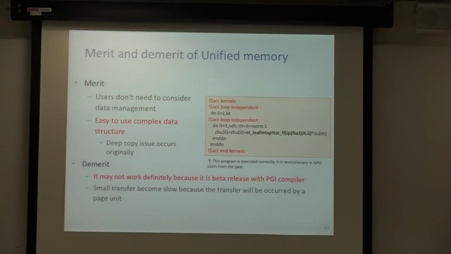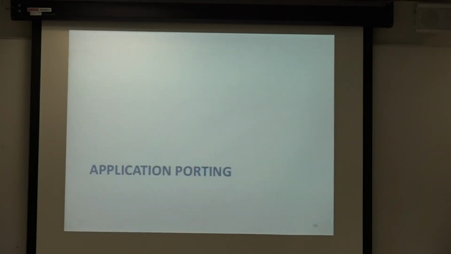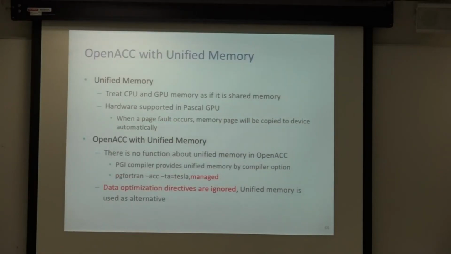The merit of unified memory is this. Users don't need to consider data management, so it is very easy to use. It is easy to use complex data structures like this figure. And there are demerits. It may not work definitely because it is a beta version. And small transfers become slow because transfers occur in page units. So that is the end of the OpenACC directive explanation.